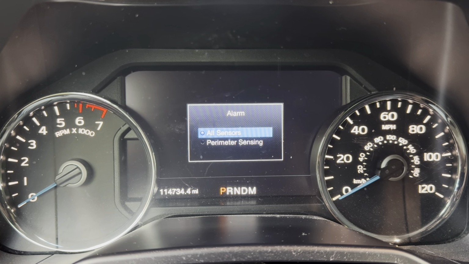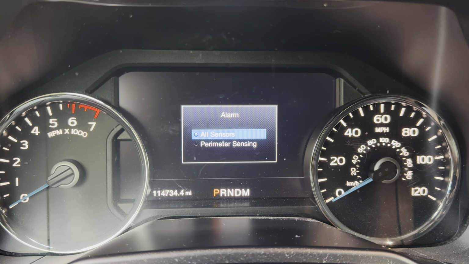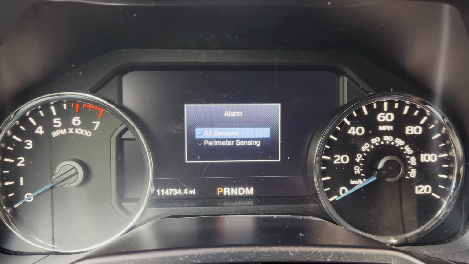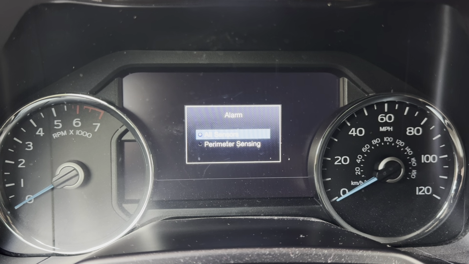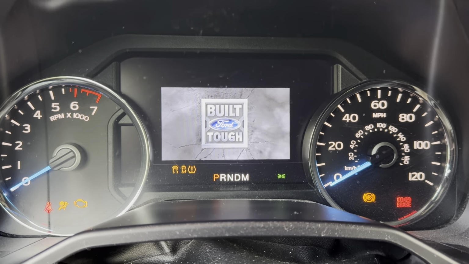How's it going, everybody? Today we're going to look at how to reset your oil life in a 2015 to 2020 F-150. This is going to be the procedure if you just changed your oil and want to get your oil life back to 100%. So you're going to start by just turning the truck on.